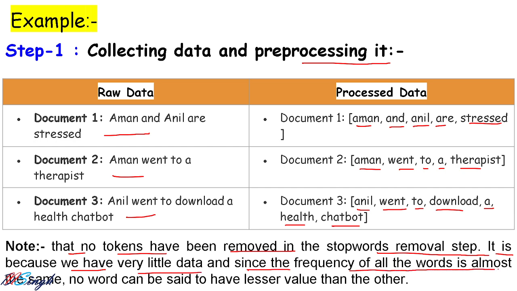Since the frequency of all the words is almost the same, no word can be said to have lesser value than the other, because there is very little data and words are not getting repeated too much. So all words will have a similar type of importance in the meaning of the statement.